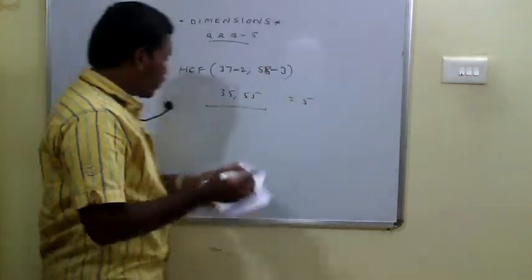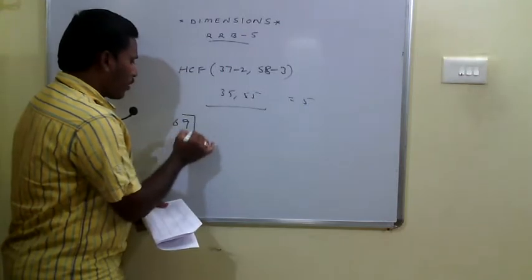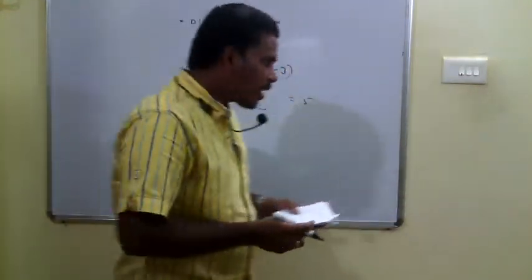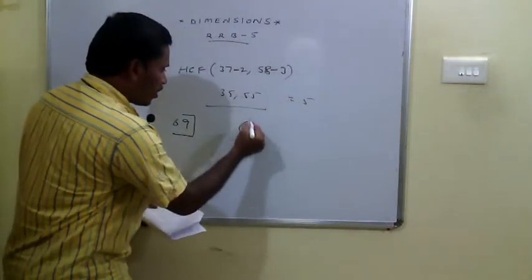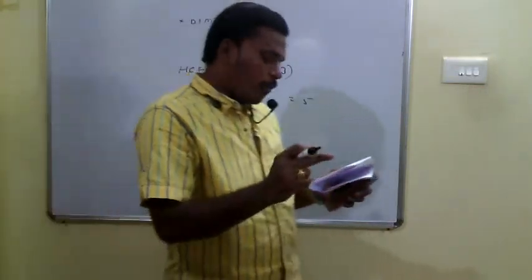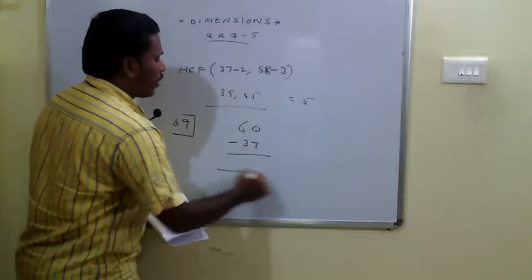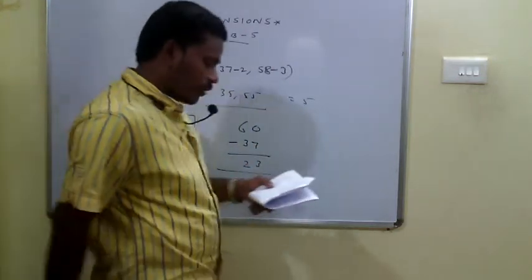The next one is the 69th problem. The average of three numbers is 20. Since the average of three numbers is 20, the summation is 60. If two of these numbers are 16 and 21, that means the sum of two numbers is 37. Now the third number will be 23, and that is your answer.